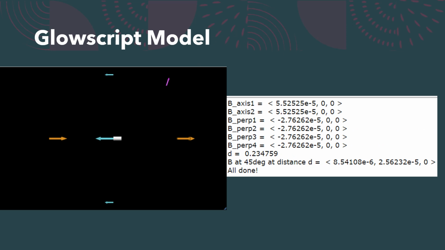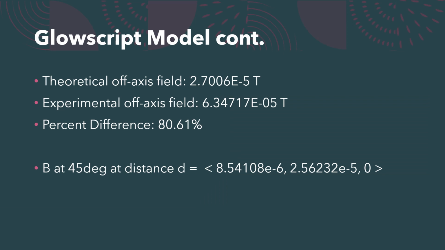visualization. This is the output model with each of the magnetic field vectors, the distance, and the off-axis magnetic field. The theoretical off-axis field was 2.7 times 10 to the negative 5th teslas, whereas the experimental off-axis field was 6.3 times 10 to the negative 5th teslas, which is about 80.6% difference, and the magnetic field at the 45-degree angle off axis, the distance d, was 8.5 e to the negative 6, 2.5 e to the negative 5th, 0.